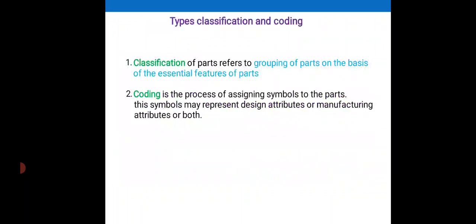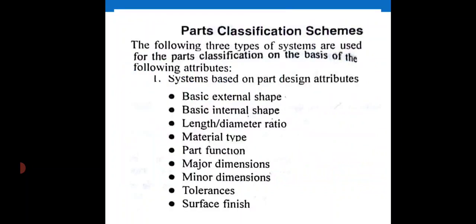The types of classification and coding. Classification of parts refers to grouping of parts on the basis of the essential features of the parts. Coding is the process of assigning symbols to the parts. These symbols may represent design attributes, manufacturing attributes, or both. The following three types of schemes are used for parts classification.